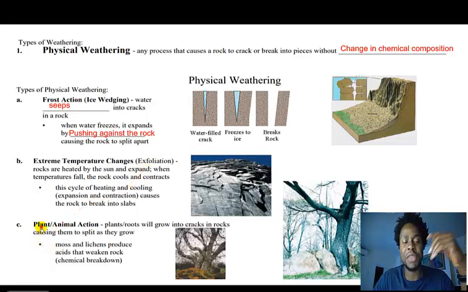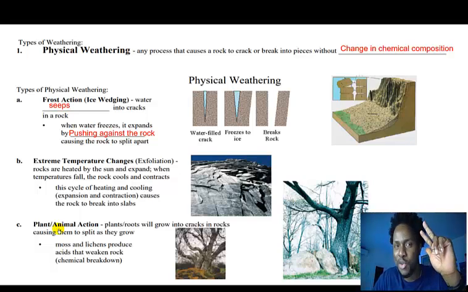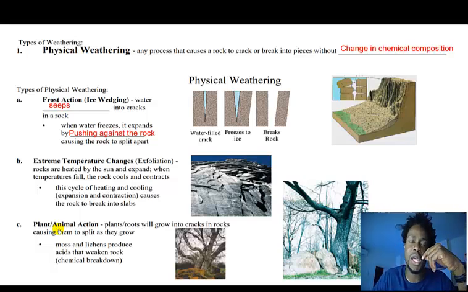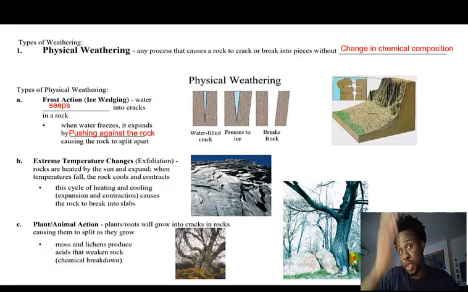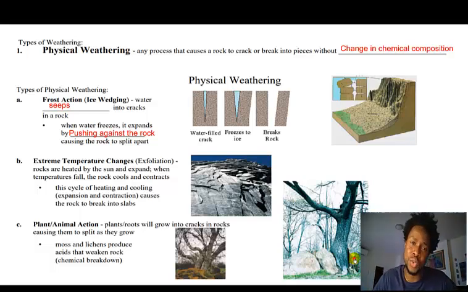And lastly, you have the biological actions, which means this is coming from living things, from organisms, either plants or animals or even humans. We break down rocks for our construction. Burrowing animals like rats, for example, that would dig a hole into the ground, break down rocks by continuously digging. And then you have plant roots that can split rocks, like you can see in the picture, into two pieces or smaller pieces as well.